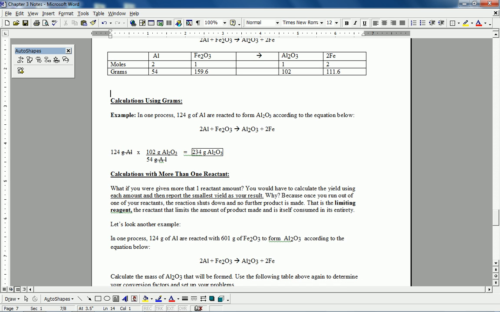Let's take a look at this example. It asks that in this one process, we have 124 grams of aluminum, and they are reacted to form aluminum oxide according to this equation. How much aluminum oxide is actually produced? Well, let's take a look.